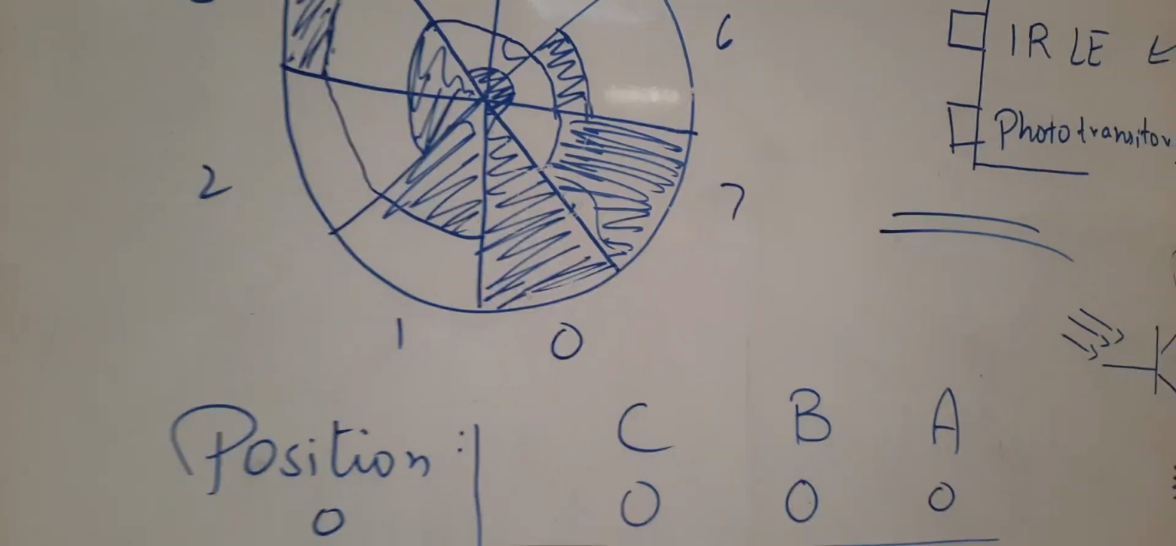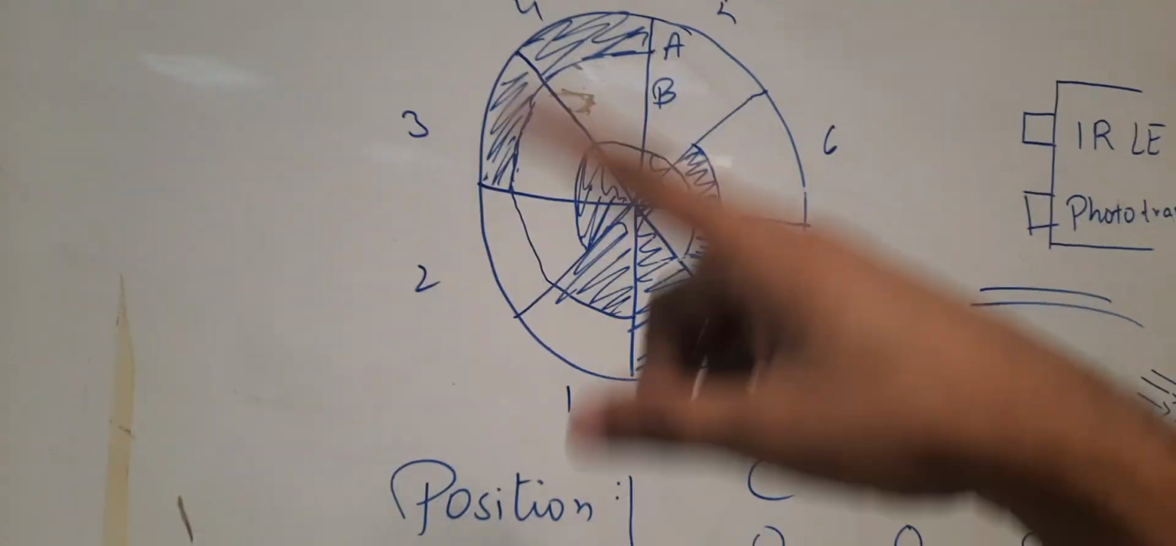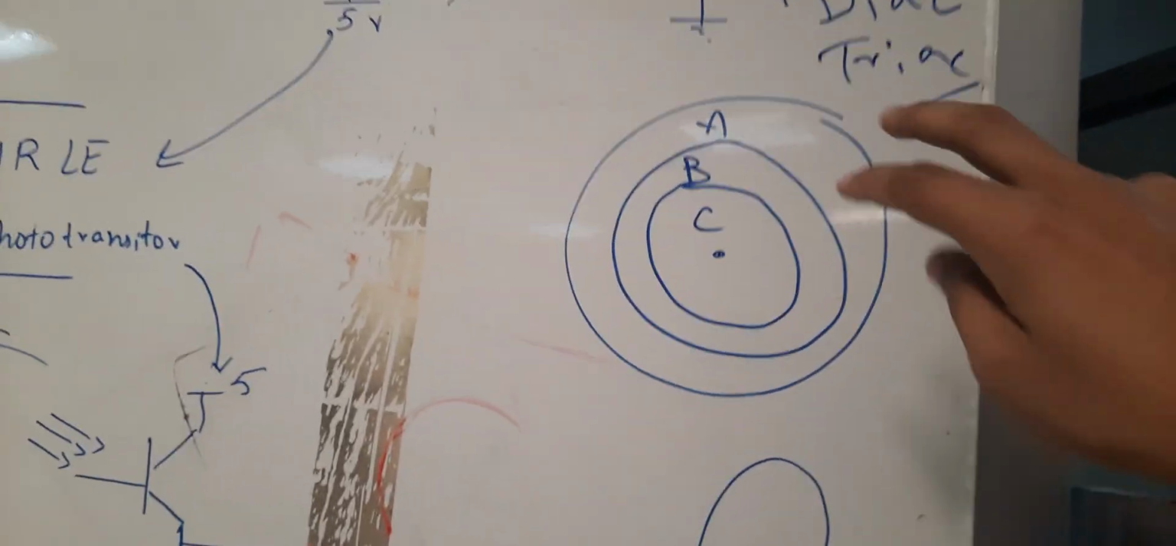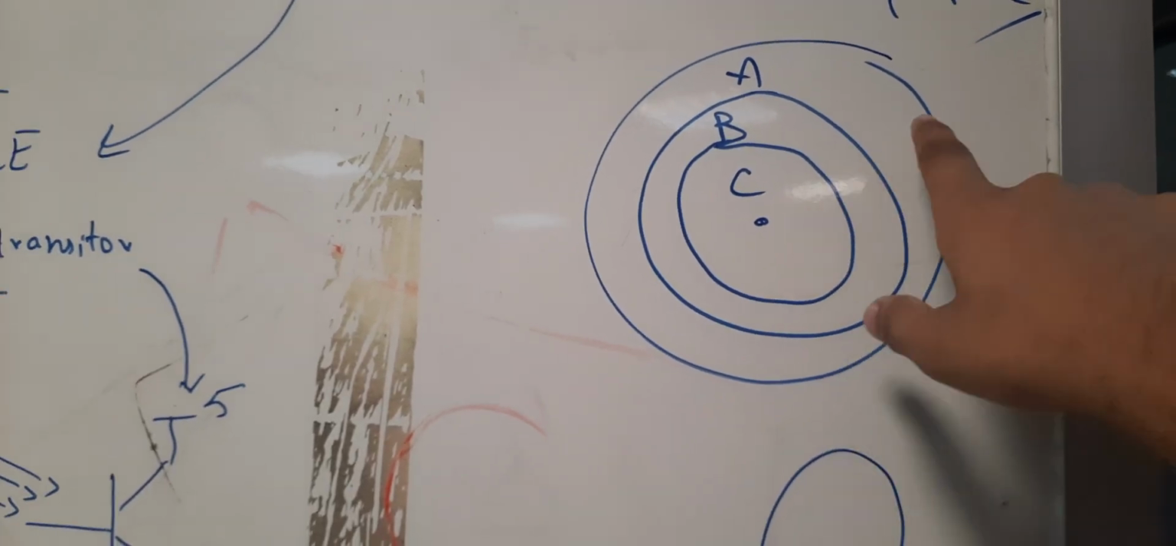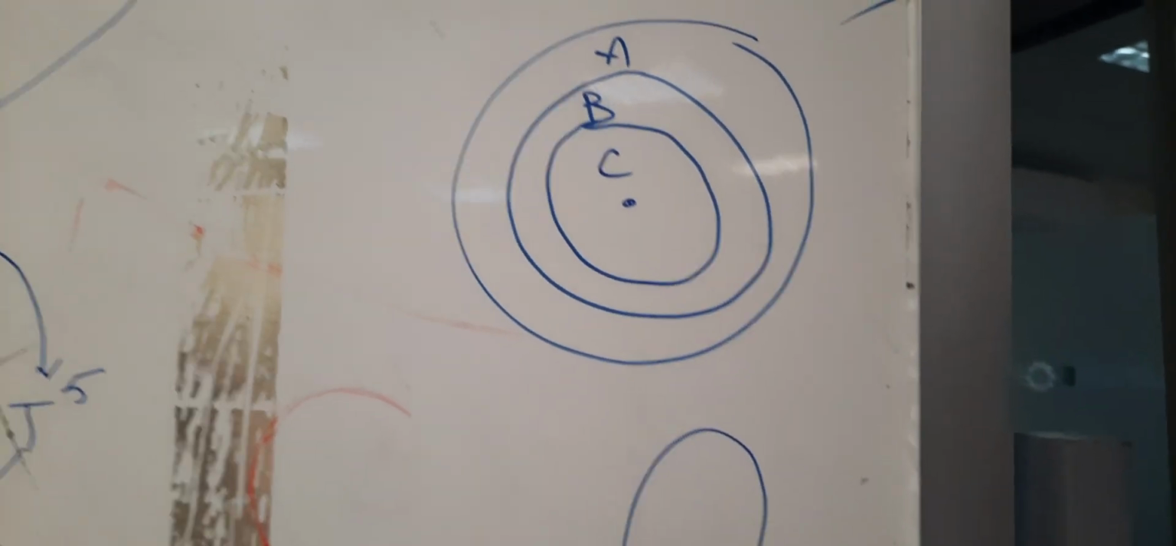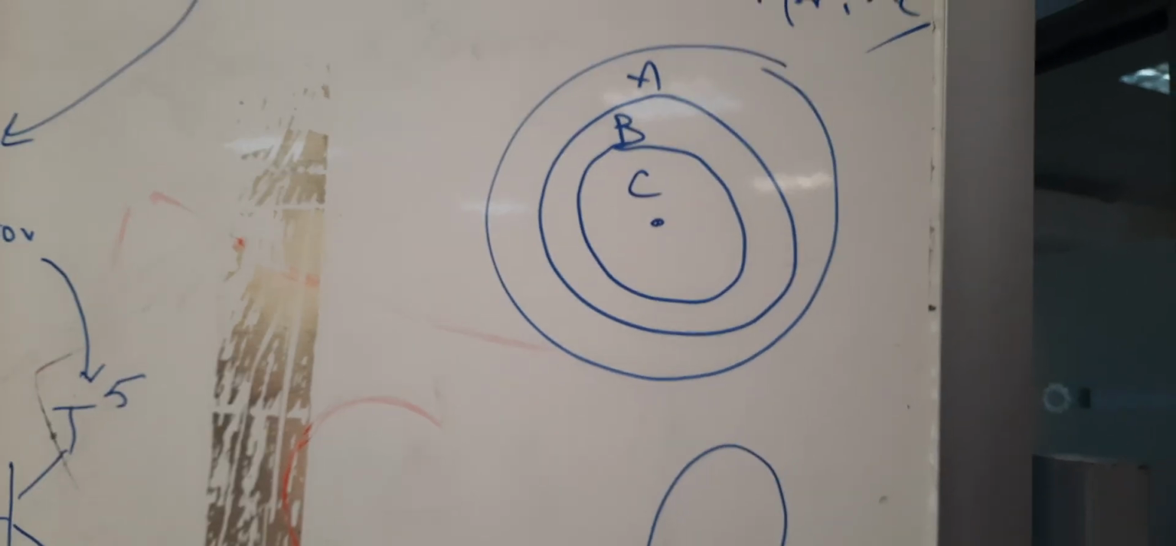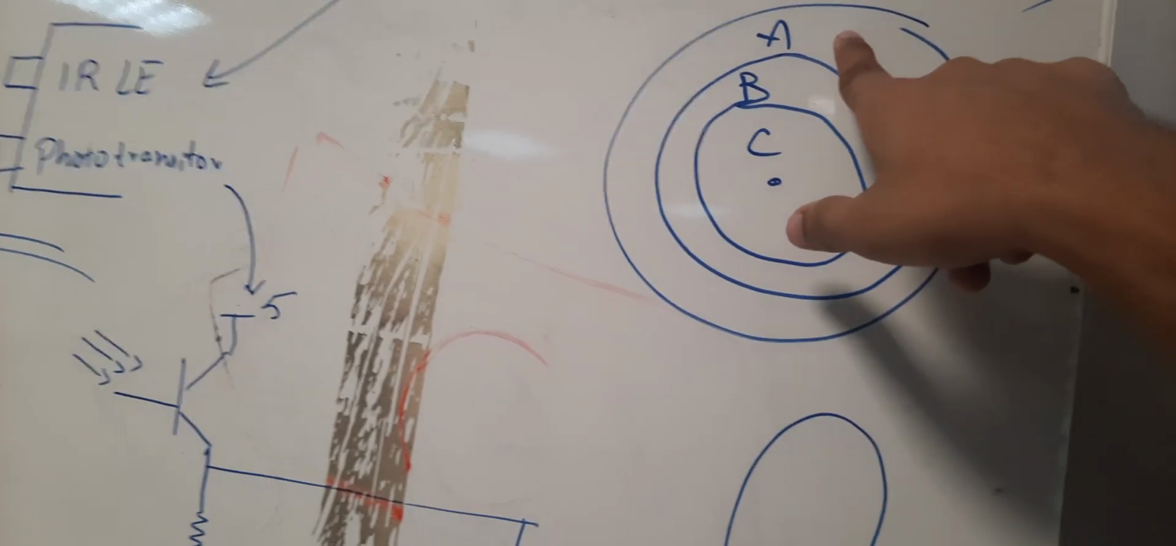For this particular experiment, the disc is shaped like this. The disc is divided into 3 divisions, or 3 smaller circles, not semicircles. This is A, this one is B, and this is C.